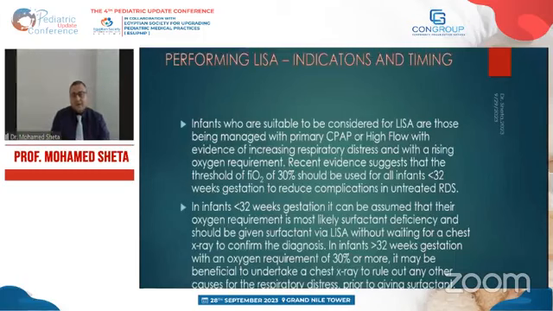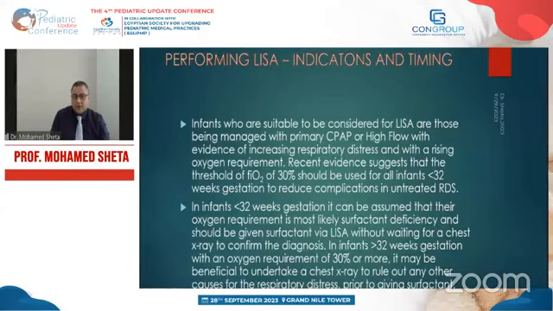Performing LISA indications and timing. Infants who are suitable to be considered for LISA are those being managed with primary CPAP or high flow nasal cannula with evidence of increasing respiratory distress. So the babies who will get LISA technique should be breathing spontaneously. They have respiratory distress, yes, but they are breathing spontaneously, they are not apneic, and there are no indications for ventilation. If there is no indication for ventilation, of course, you will give surfactant through the catheter.